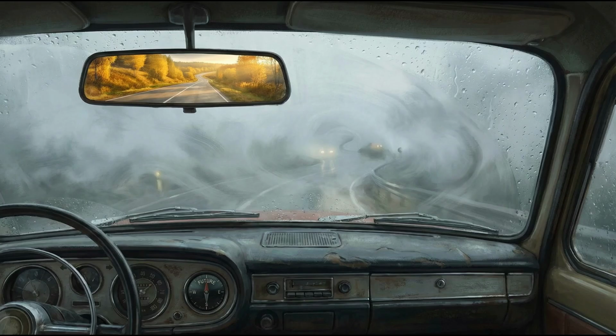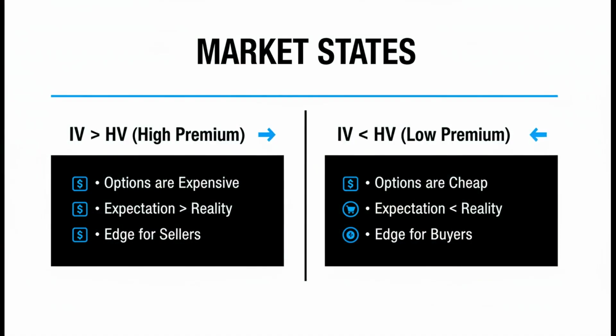What actually happened? Implied volatility, or IV, is the market's consensus estimate of future movement derived directly from current option prices. The relationship between these two metrics tells us if options are expensive or cheap.